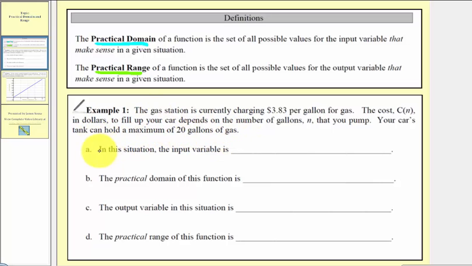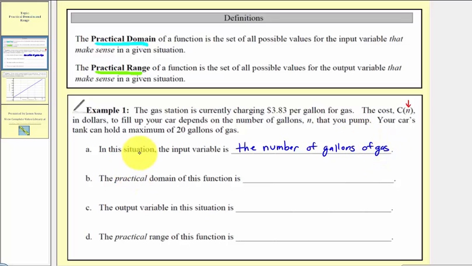So for part A, we're asked to determine in this situation what is the input variable. Well, we're given the function C of N, so we know the input is N, which should be the number of gallons of gas. So in this situation, the input variable is the number of gallons of gas.